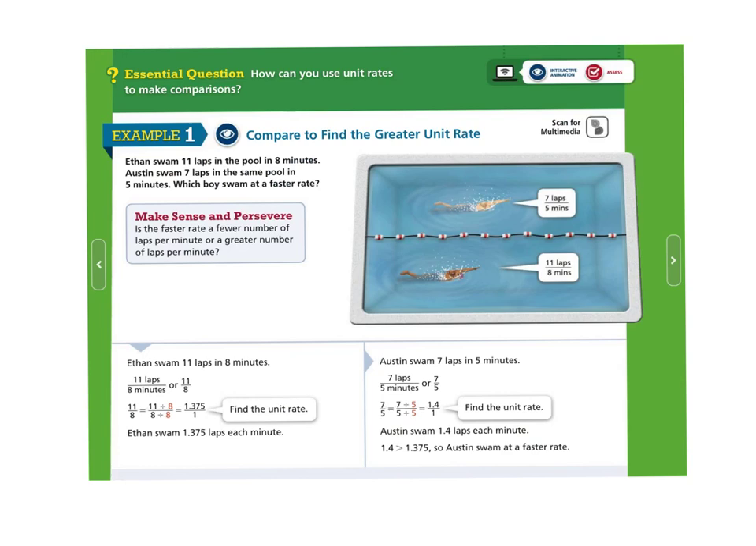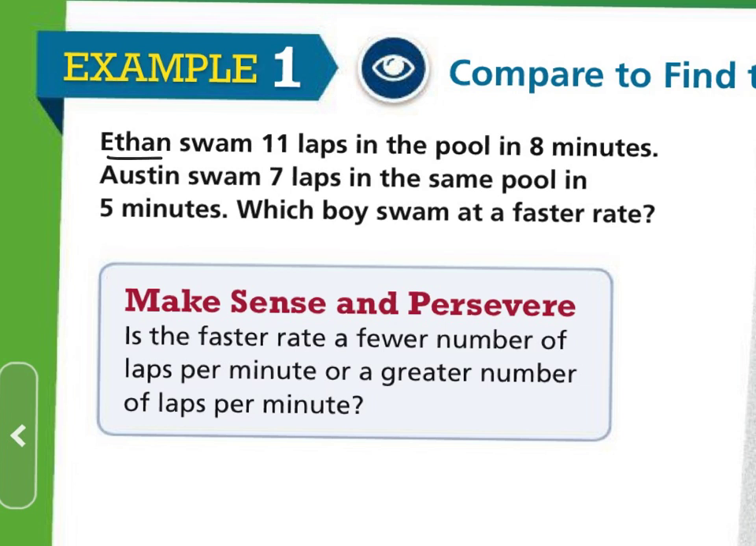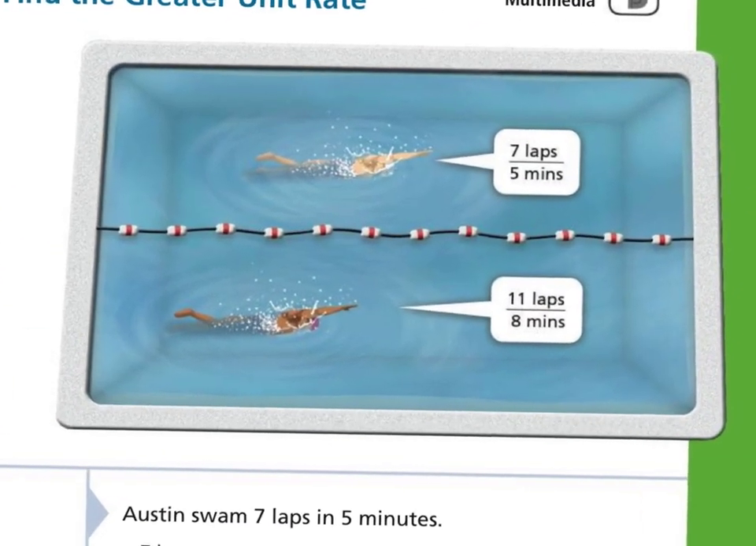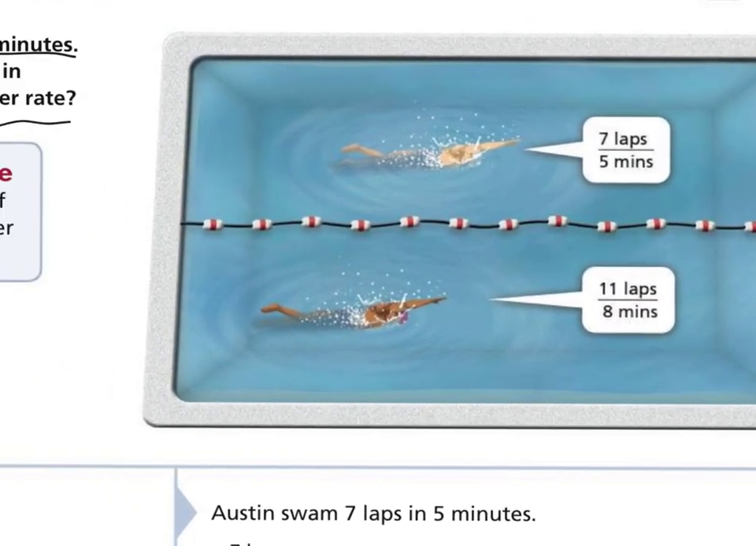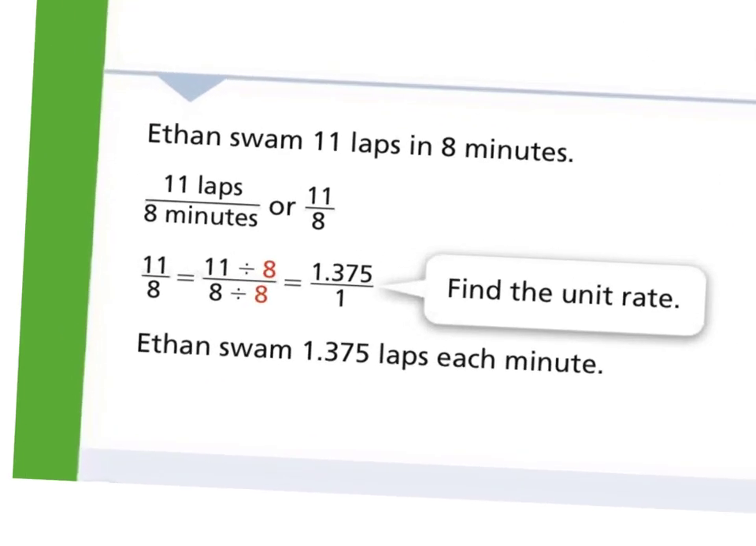So if we look at example 1, Ethan swam 11 laps in the pool in 8 minutes. Austin swam 7 laps in the same pool in 5 minutes. Which boy swam at a faster rate? So you can see they've got the numbers here again by the picture. We don't really need to see it again. You can just do your underlining as you're working the problem to keep track of things.